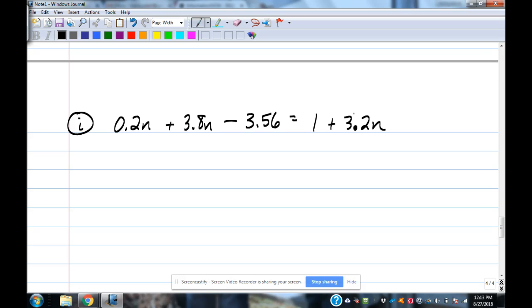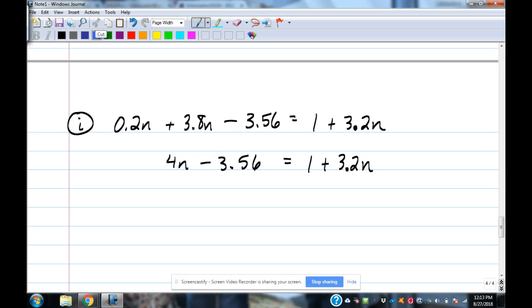Same idea, we just got decimals now instead of just integers. Okay. What's the first thing we should do? Put the like terms together, right? 0.2n and 3.8n, they're the same kind of thing, right? They both got n, so put them together. $3.80 plus 20 cents, $4, right? 4n minus 3.56 equals 1 plus 3.2n.